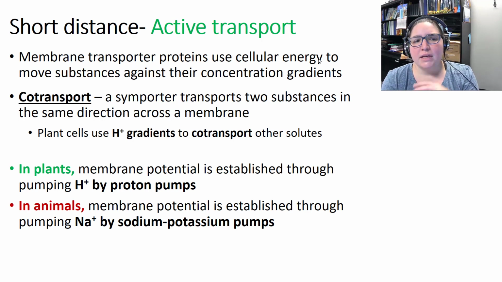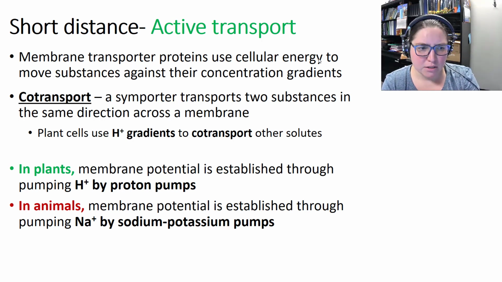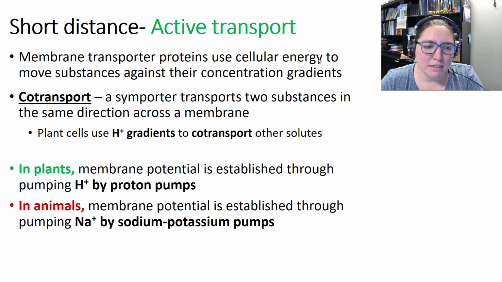So plants use a hydrogen ion gradient to co-transport other solutes. They actively transport hydrogen ions or protons against their concentration gradient, and then when the proton goes back with its concentration gradient, it brings another molecule along for the ride. In plants, they establish a membrane potential by pumping those protons, and in animals, we'll talk about this more later, but we have a sodium-potassium pump. But it's really the same sort of idea.